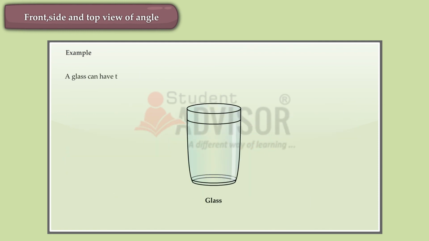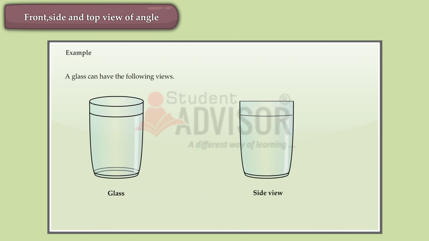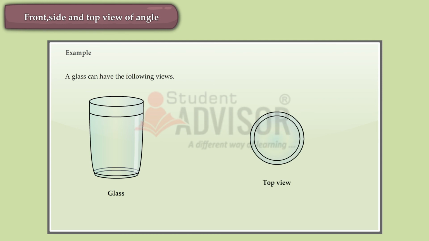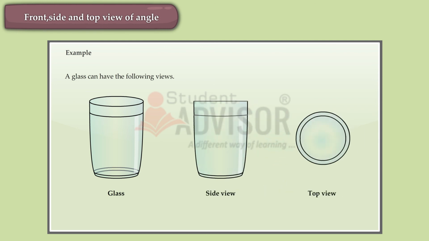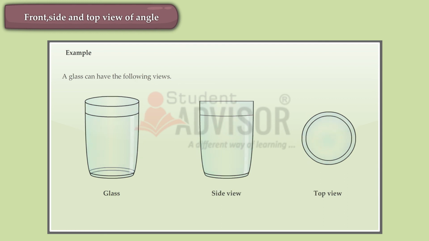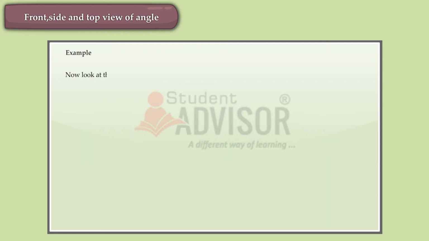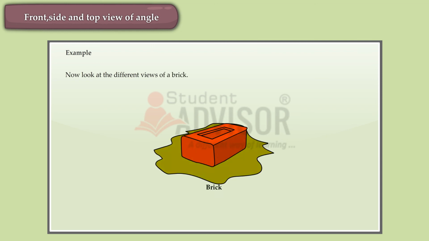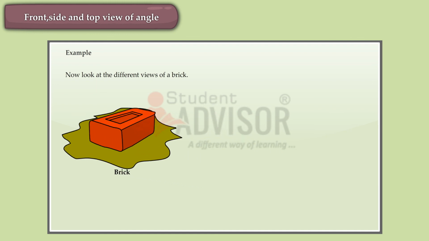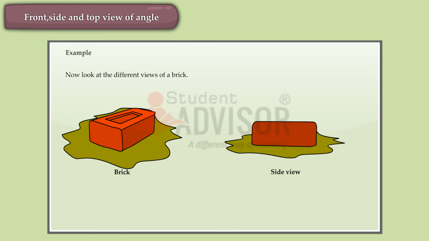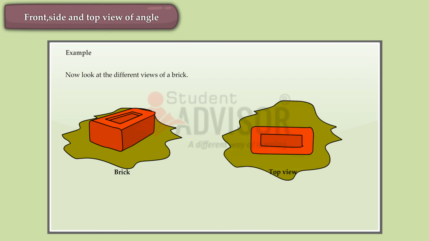A glass can have the following views: a glass, side view, top view. Now look at the different views of a brick: top, front and side. Front view, side view, top view.